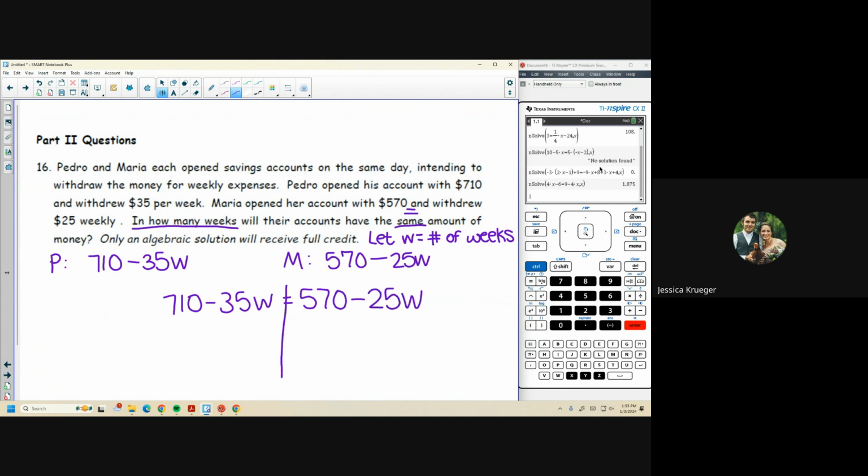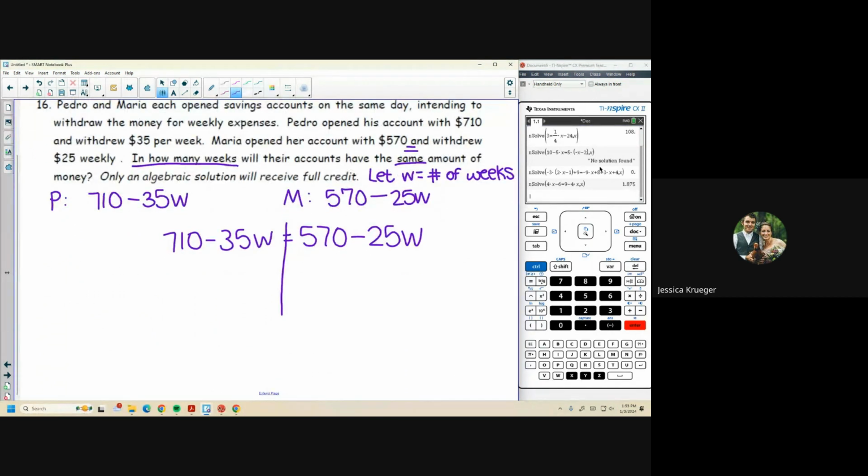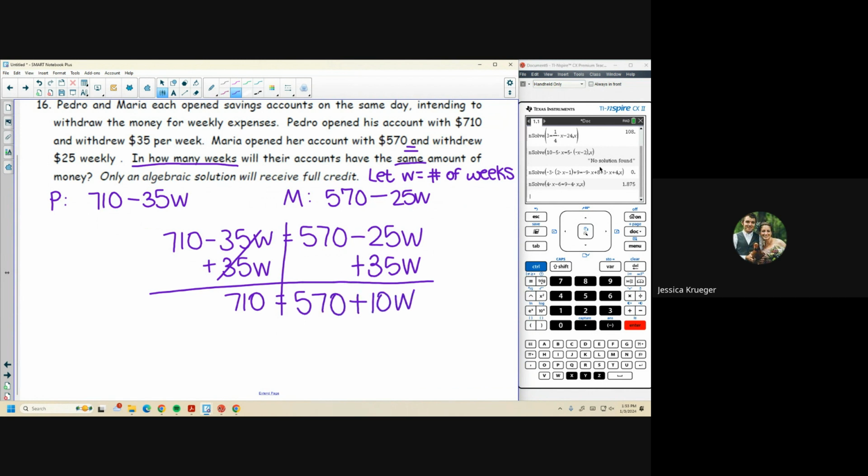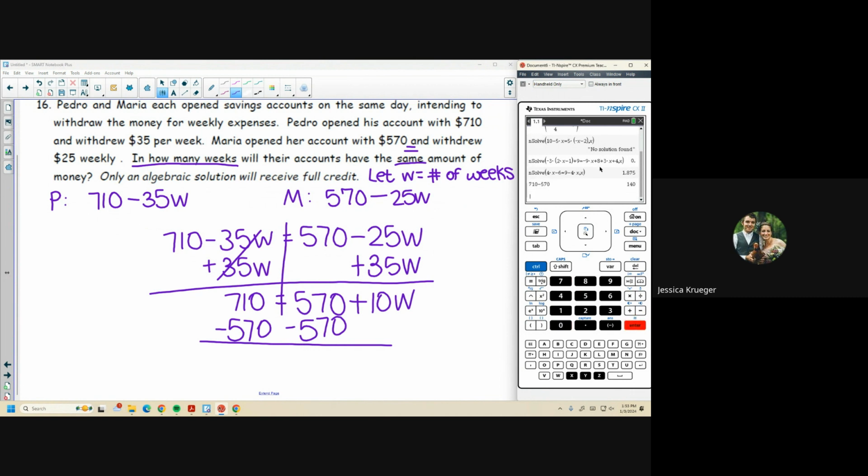So now I can go ahead and solve this. Again, more than one way to do this. I'm going to move the negative 35W by adding it. Those are gone, so I get 710 equals 570 plus 10W. Then I want to get this W by itself. So I'm going to subtract 570 from both sides. 710 minus 570 is 140.